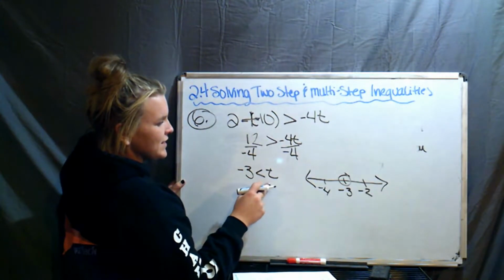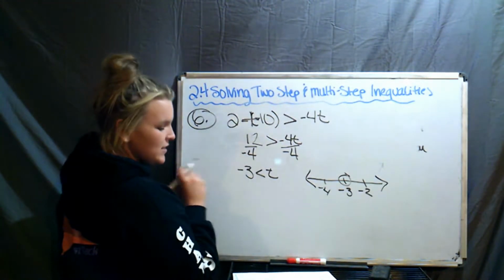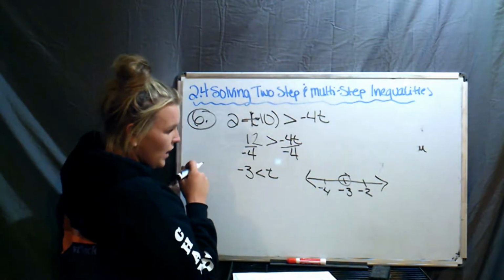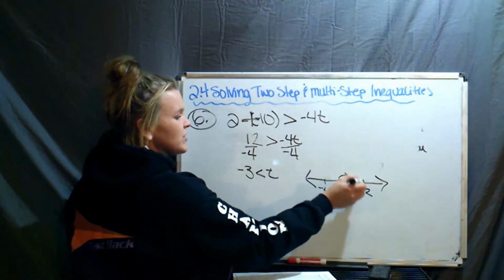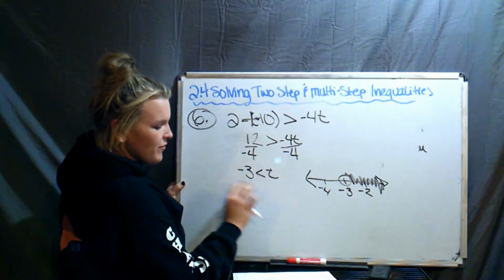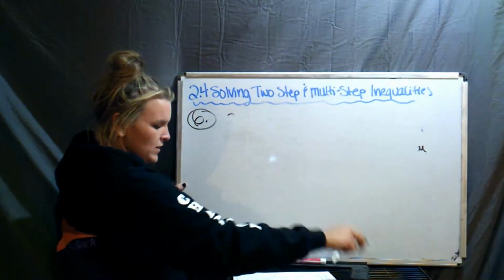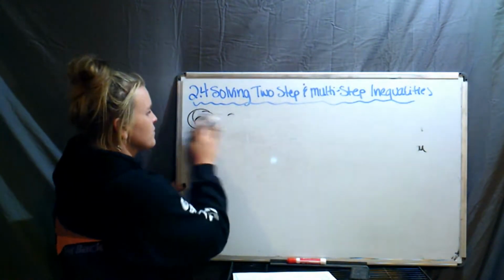Negative 3 is less than t. So negative 3 is less than t. So t is going to be everything that's greater than negative 3. Make sure that you pay attention to what side your variable is on. Let's look at number 7.